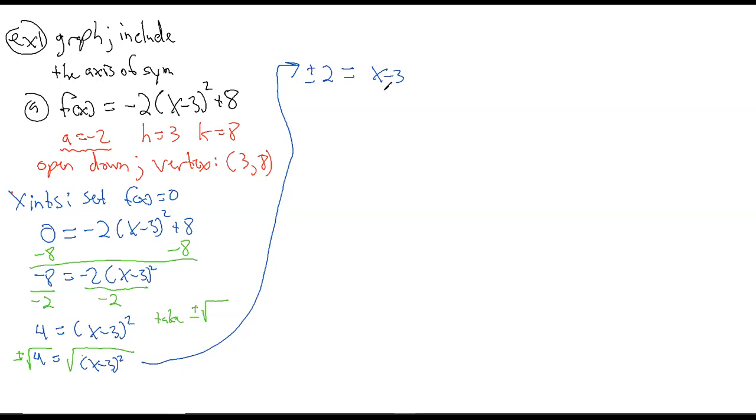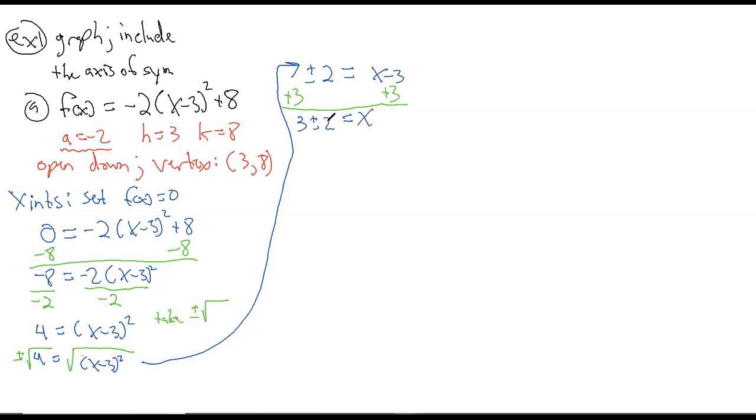But that says x minus 3, so we got to add 3 to both sides. There's a plus or minus there, so you better put it in front. I've focused on that technique before. So that says 3 plus or minus 2 is equal to x.